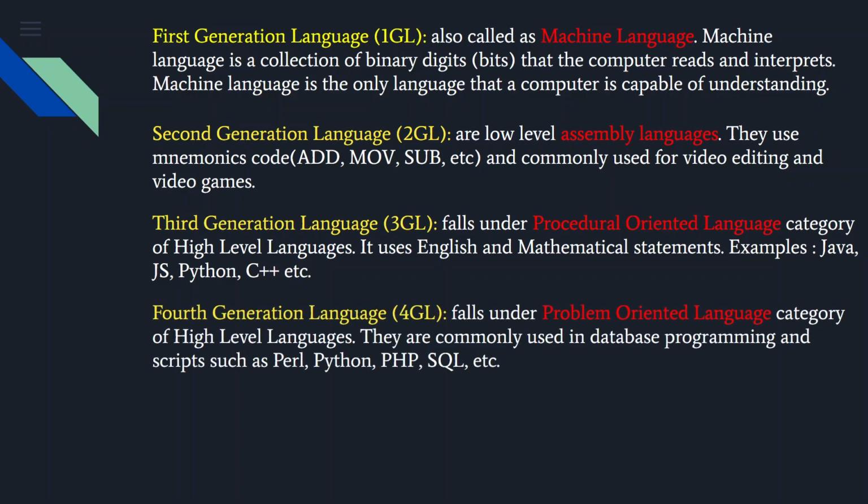Fourth generation language falls under the problem oriented language category of high level language. They are commonly used in database programming and scripts such as Perl, Python, PHP, SQL, etc.